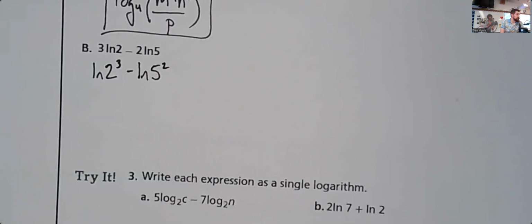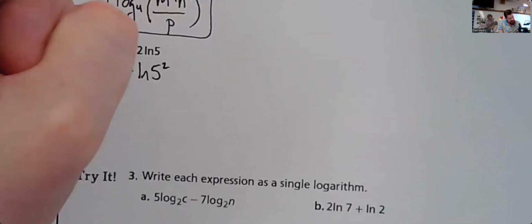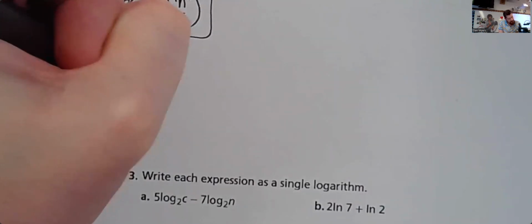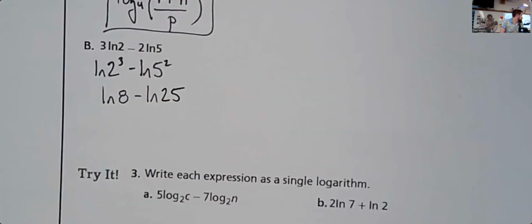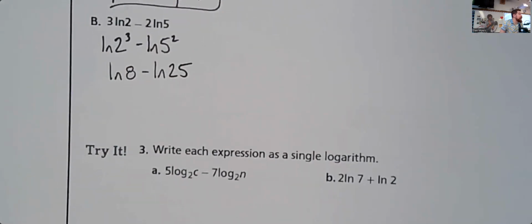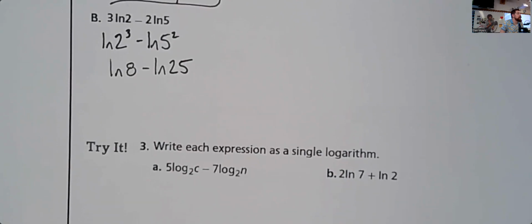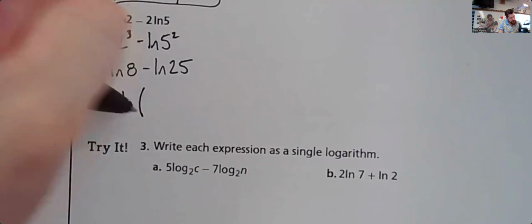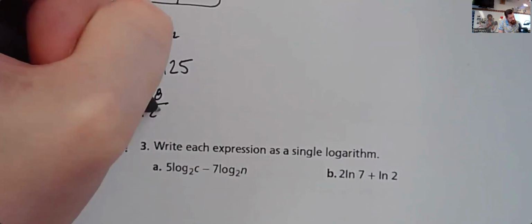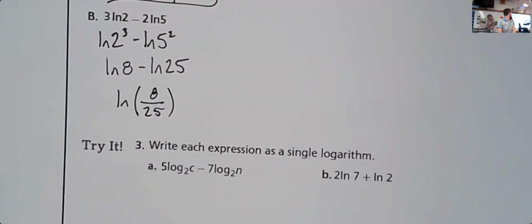What is 2 to the third power? 8. So that's going to be ln 8 minus ln what? 25. Subtracting logarithms looks like what when we write it as one? Division. So that's going to be ln of 8/25. That's the answer to that one.